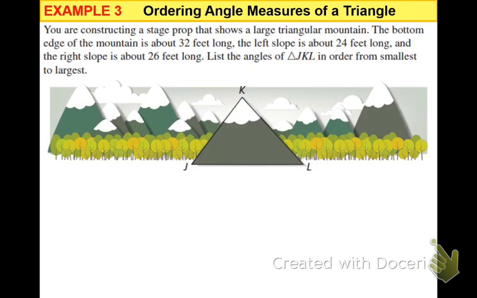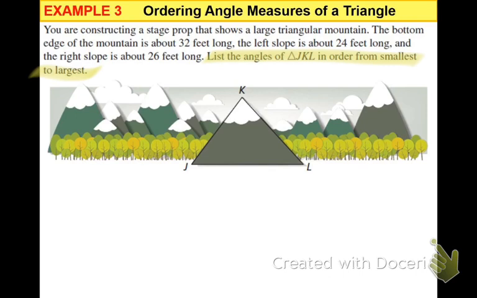You are constructing a stage prop that shows a large triangular mountain. The bottom edge of the mountain is about 32 feet long. So where should you put 32? On the bottom. The left slope is about 24 feet long and the right slope is about 26 feet long. List the angles of triangle JKL from smallest to largest. So here's where people don't read. So what are we listing in the end?